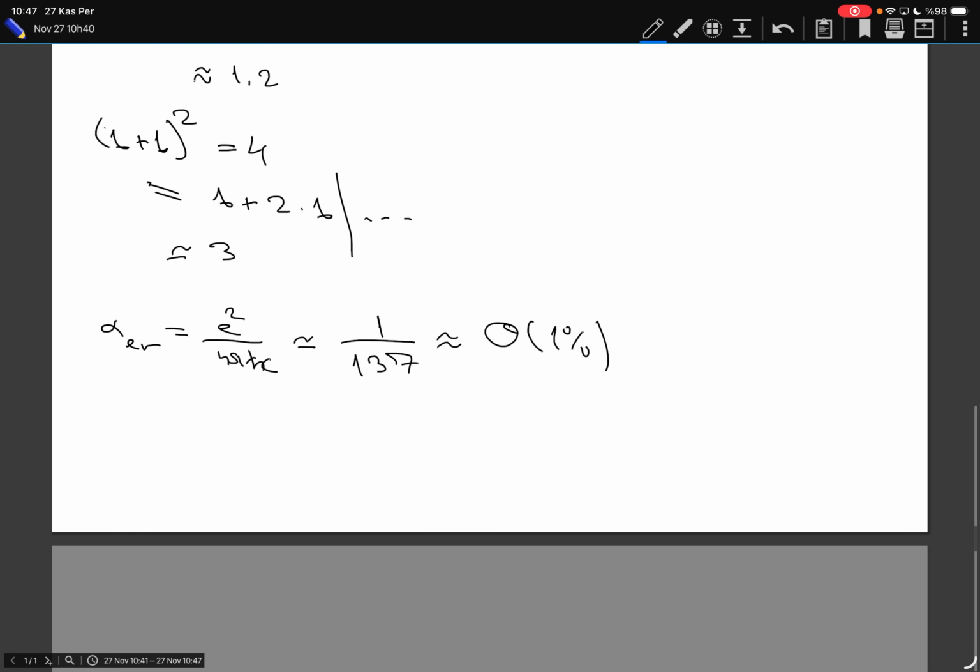But for strong interactions, this is of the order of 1. So how can I say that just calculating 1 or 2 terms should be enough? I cannot do that.